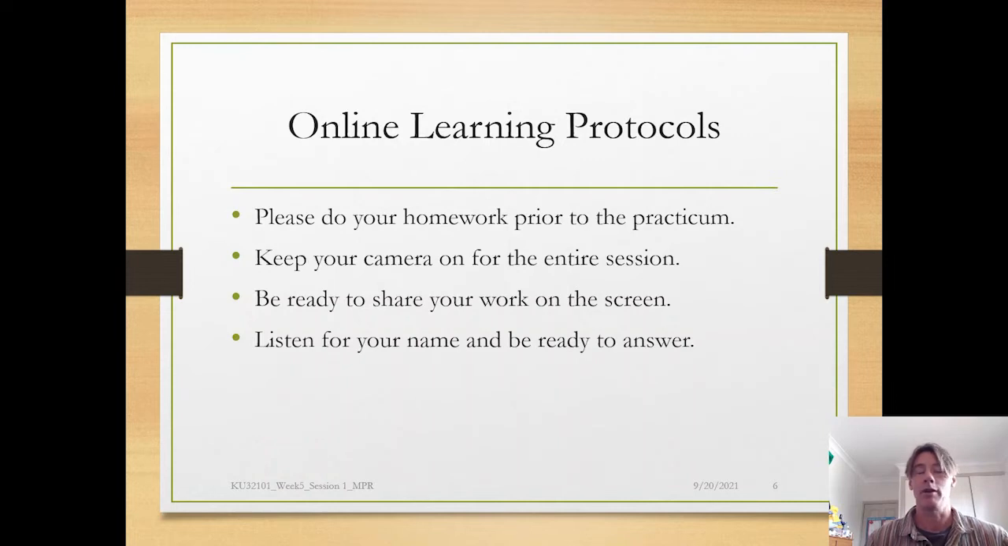Please keep your camera on for the entire session. I'm still learning your names, and I'll need to see your faces to help me understand and remember who you are. Now, please remember I'm learning. If I make a mistake, correct me. I want to learn as well. Be ready to share your work on the screen and listen for your name and be ready to answer.